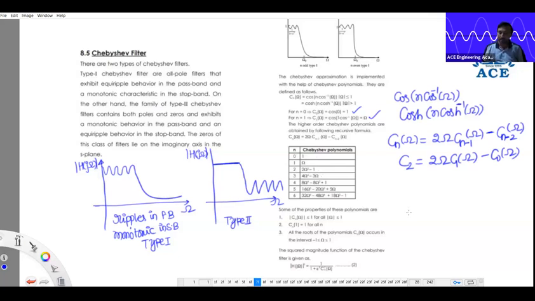The magnitude square expression of Chebyshev will look like this: 1 by 1 plus epsilon square Cn square omega. For Butterworth, we wrote a formula like 1 by 1 plus (omega by omega c) whole power 2n. What does this epsilon represent? It is the variation in the magnitude level. Everyone see this graph? We want ripples in the passband. Those ripples in the passband can be maintained because of epsilon.